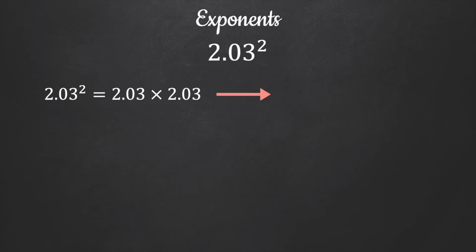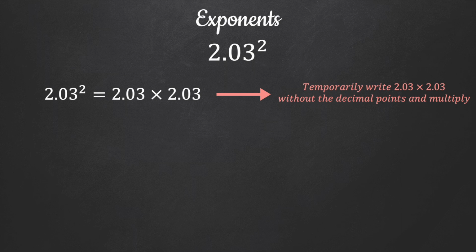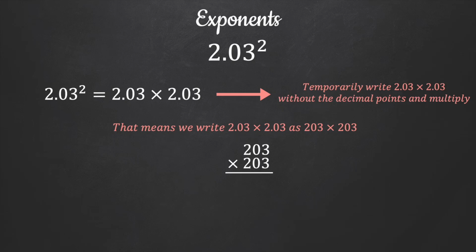Then we're going to go ahead and multiply. So we're going to temporarily write 2 3/100 times 2 3/100 without the decimal points and multiply. That means we write 2 3/100 times 2 3/100 as 203 times 203. Now we're going to go ahead and multiply. So 3 times 3 is equal to 9. 3 times 0 is equal to 0. 3 times 2 is equal to 6.